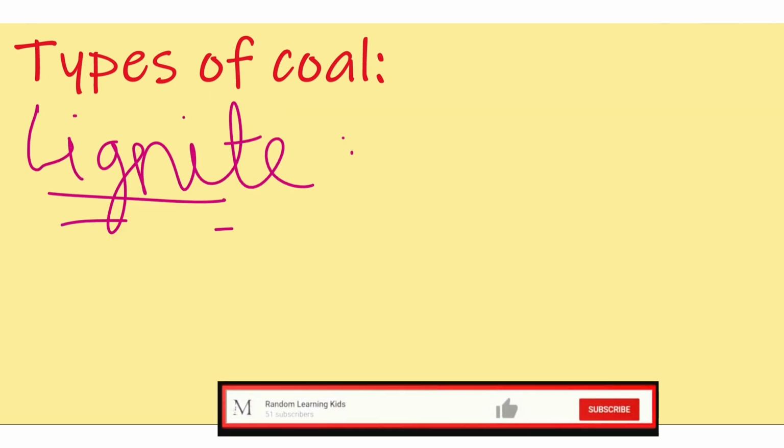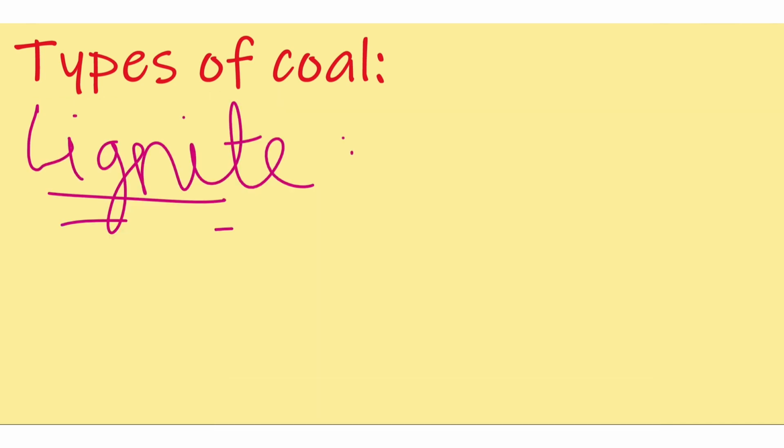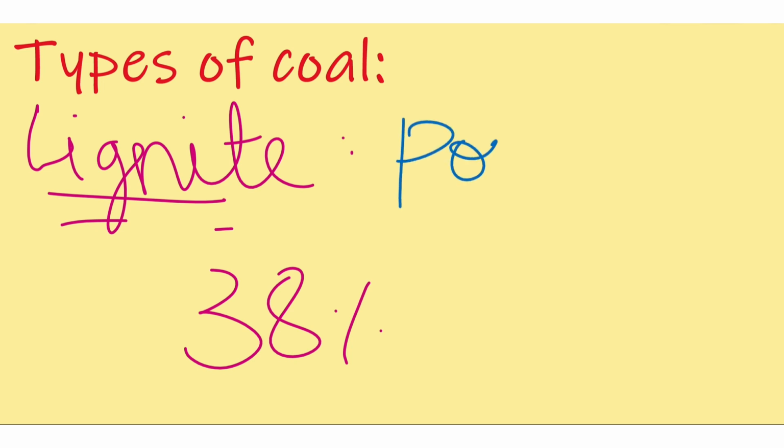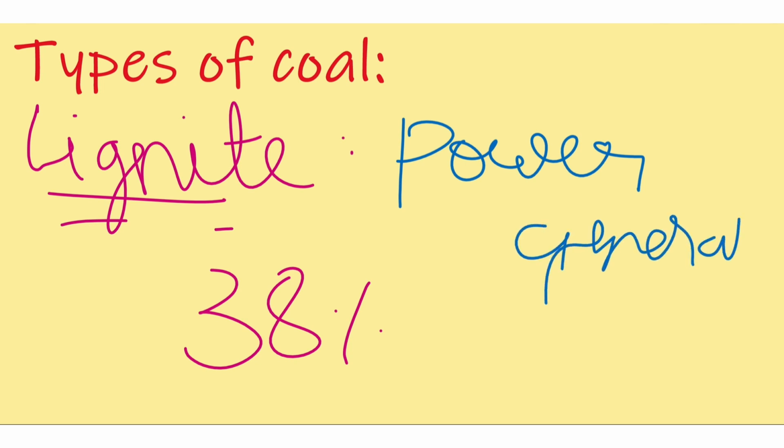So now let's see about lignite. Lignite generally has 38% of carbon in it, and it is generally called the lowest grade of coal. Don't get confused that peat is first, so it's called the lowest grade. No, lignite is called the lowest grade of coal. It is generally used for power generation and in factories. This is all about lignite.